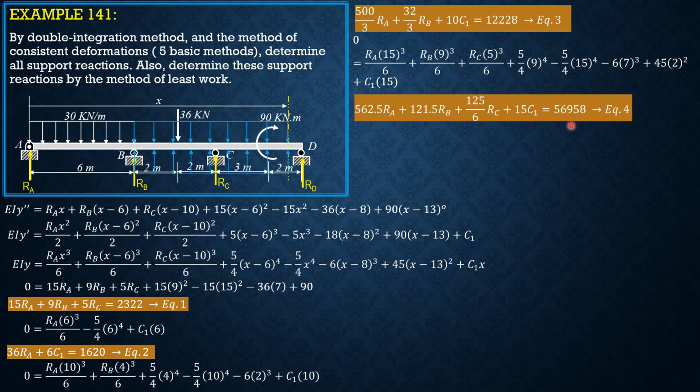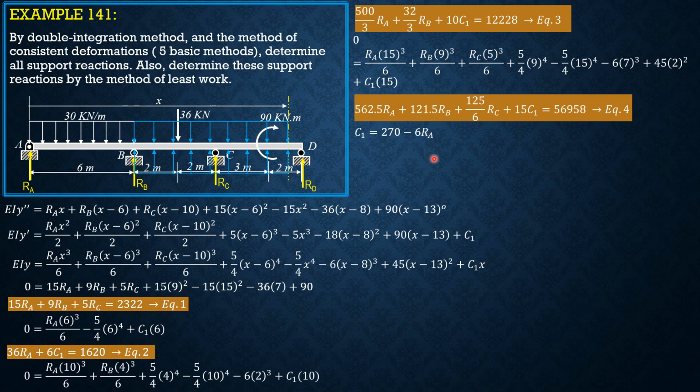Then if you have a calculator that can solve 4 simultaneous equations allowed by your professor or allowed in the board exam, then you can do it. But I assume that my calculator is only capable of solving 3 simultaneous equations. So from this equation 2 here, let's express C sub 1 in terms of RA. So C sub 1 equals negative 270, 1620 over 6, then minus 36 over 6, and minus 6 RA.